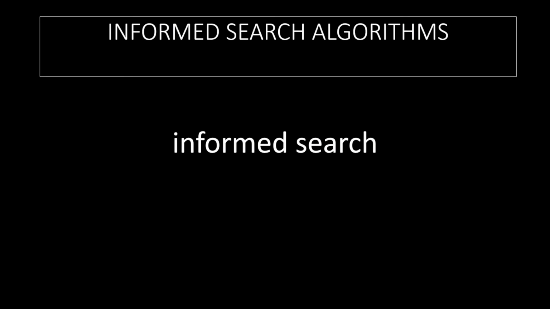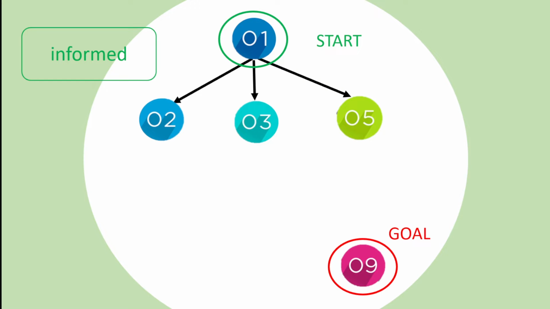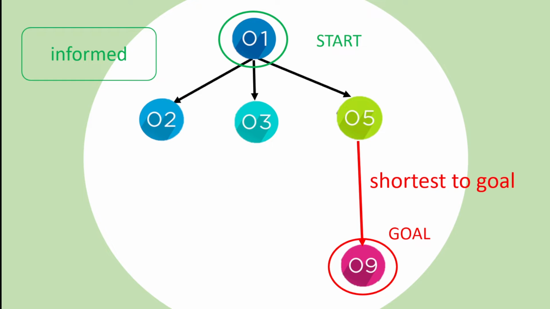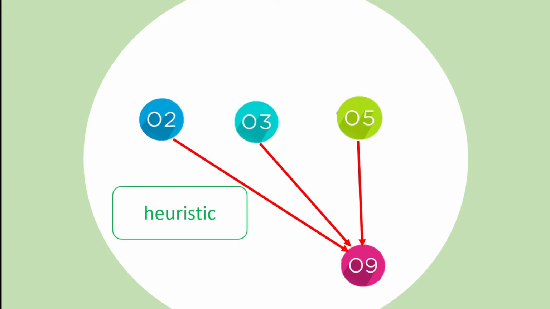Now, informed search is different. We look at the children nodes, but they will have a value, and that value estimates how to get to the goal. So now we can look at which one's the smallest, the shortest, the least, and then we can use that information to decide our least cost path. That estimate to the goal is called a heuristic.